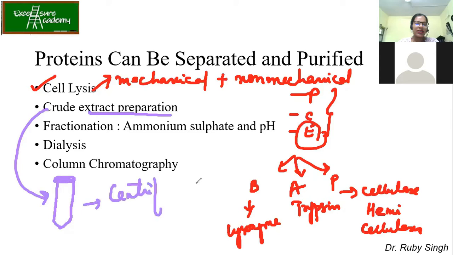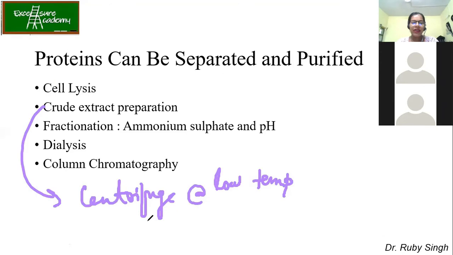Now remember, once the bacterial cell or any cell has been ruptured, you need to carry out everything at low temperature because your proteins are fragile and might get disrupted. Centrifugation also generates heat, because at very high speed you are rotating, so heat is generated. Because of this, you need to keep your sample and everything at low temperature.